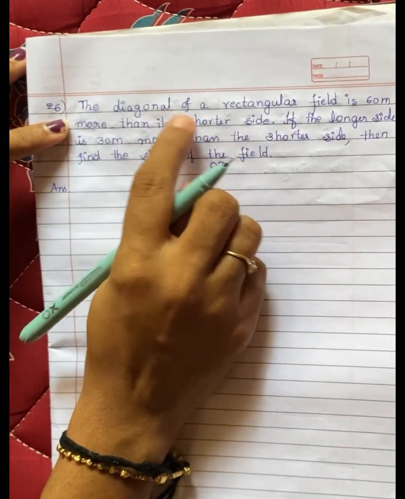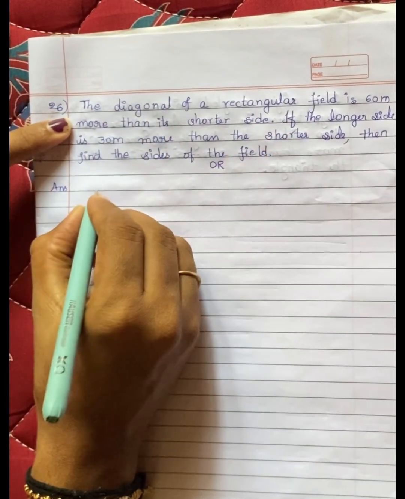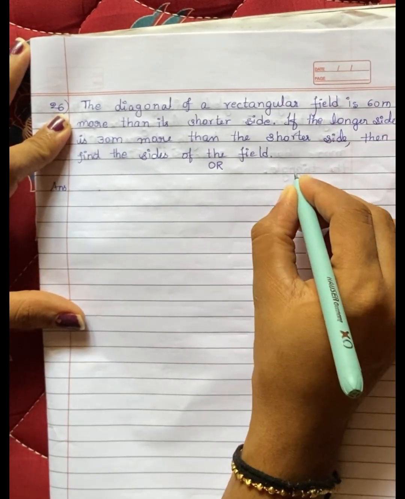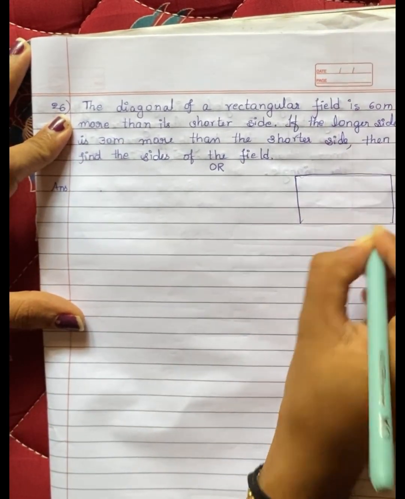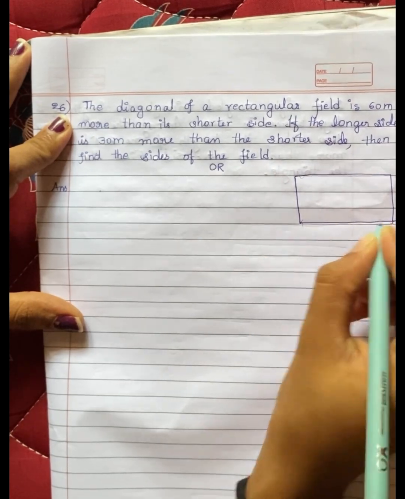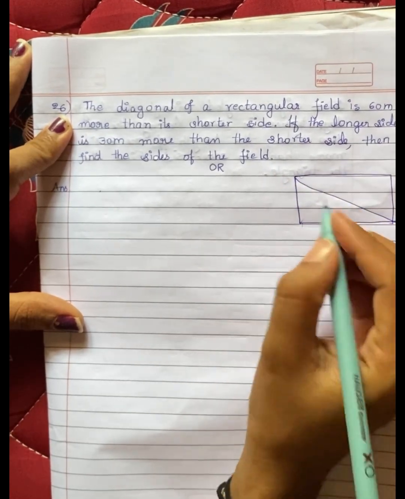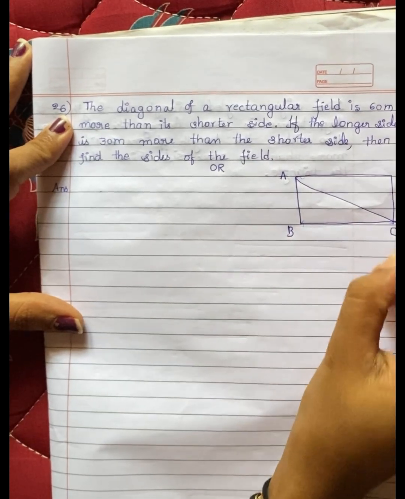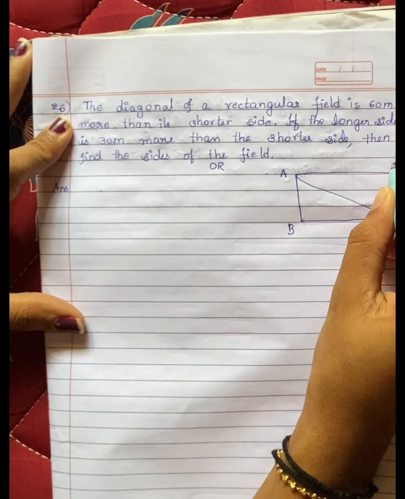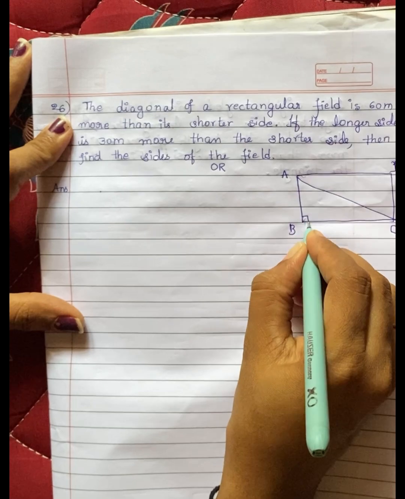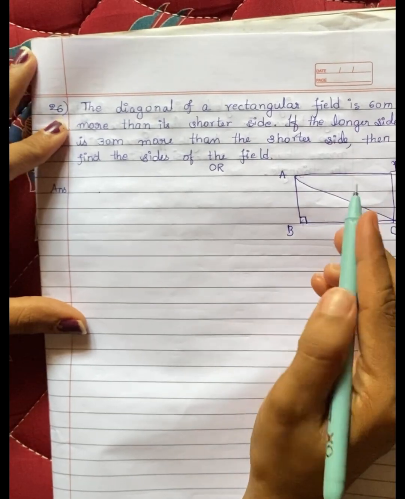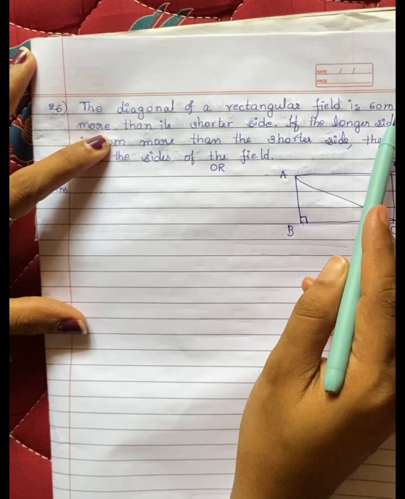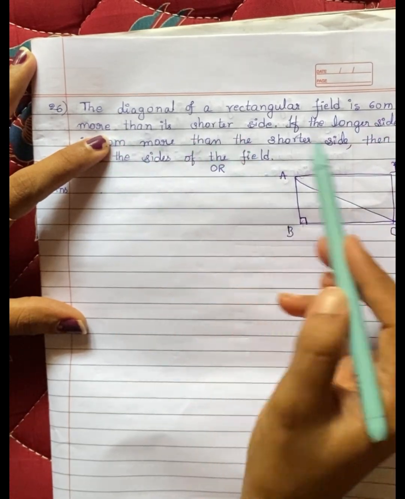The diagonal of a rectangle. I'll just draw a rectangle with one diagonal, and I'll name it rectangle ABCD. This is 90 degrees. Now they have asked: the diagonal of a rectangular field is 60 meters more than the shorter side.